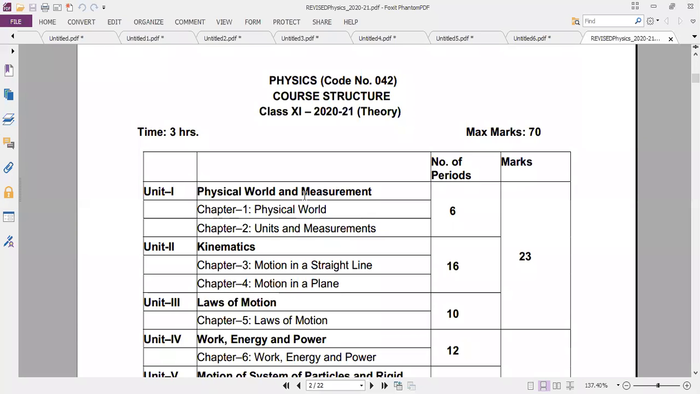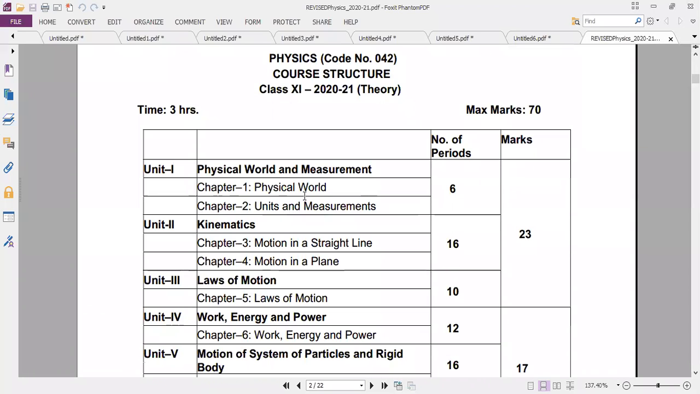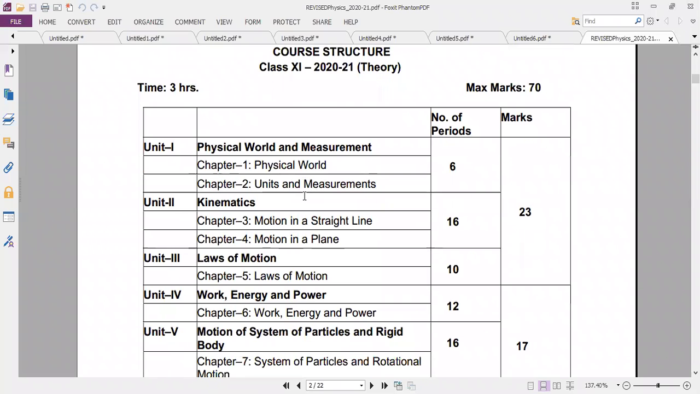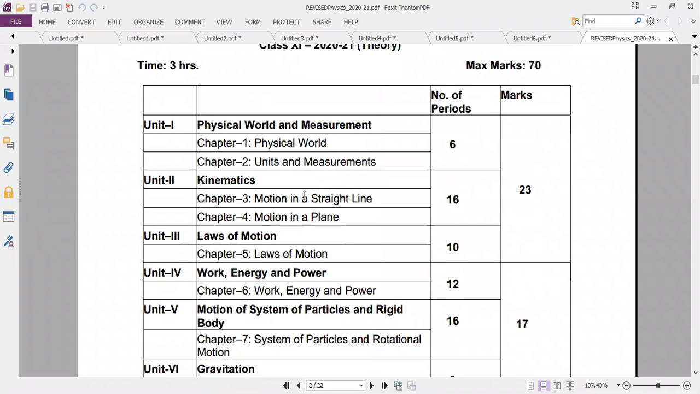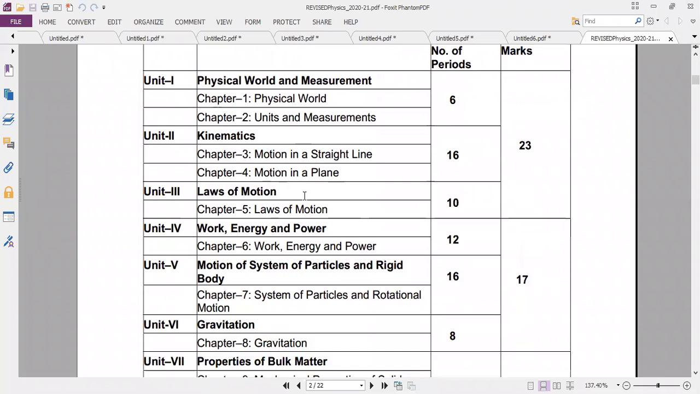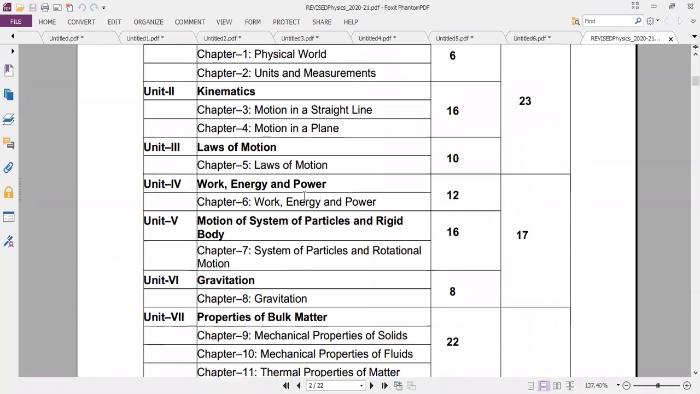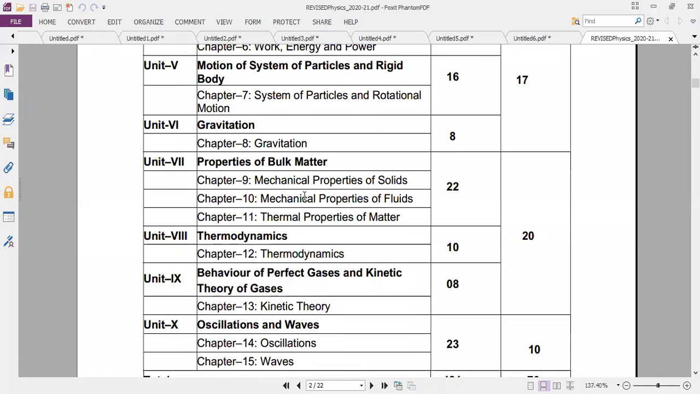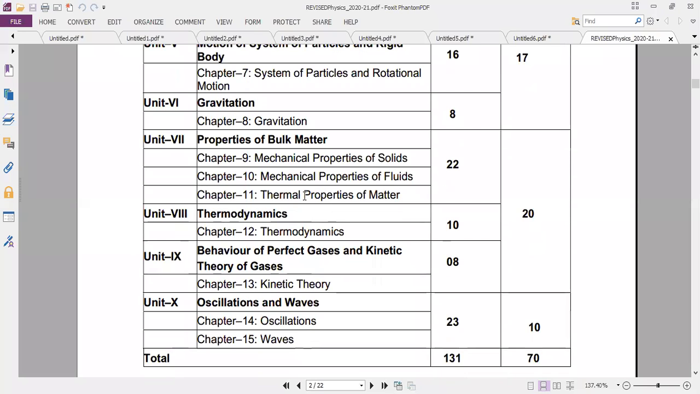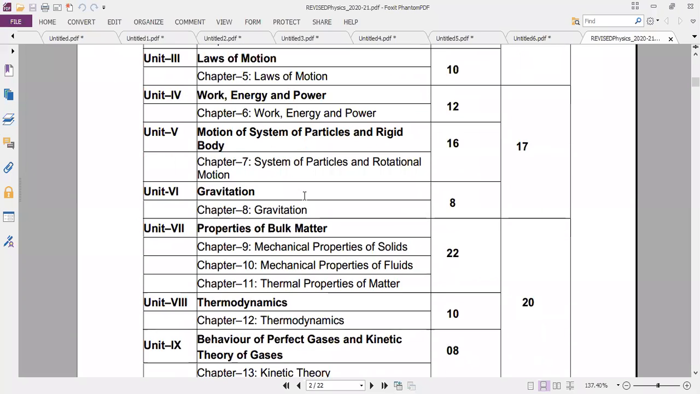So in this revised syllabus, chapter number 1 and 2, 3, 4, 5 combined together 23 marks. Chapter number 6, 7, 8, 17 marks. Chapter number 9, 10, 11, 12, 13, 20 marks. Oscillation and waves 10 marks. This is the mark distribution.